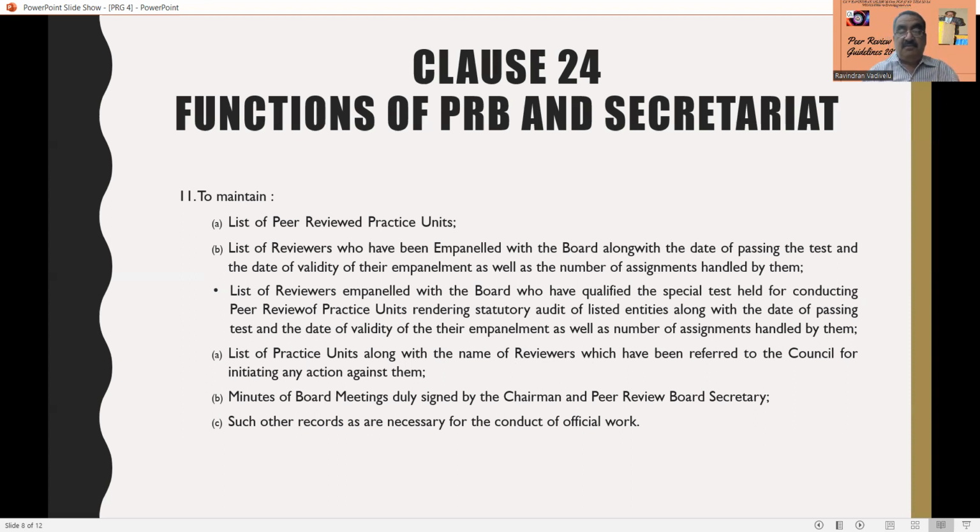That is, in case any decision has to be taken by the council, then it is the duty of the secretary to forward the list. The minutes of the board meeting, duly signed by the chairman of the peer review board or the secretary. Then such records as are necessary for the conduct of the official work. It is a duty of the secretary.